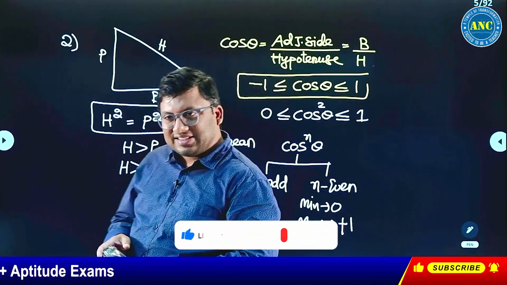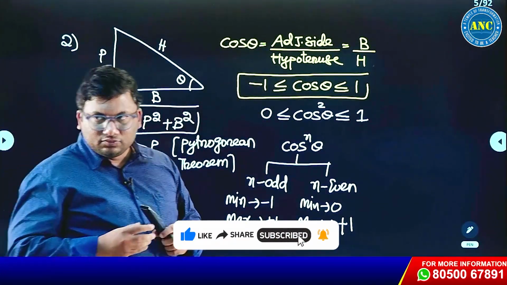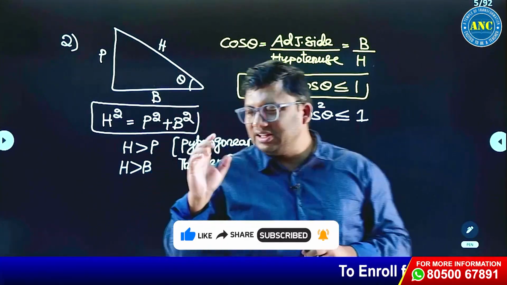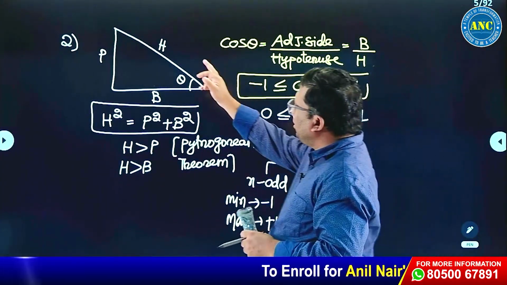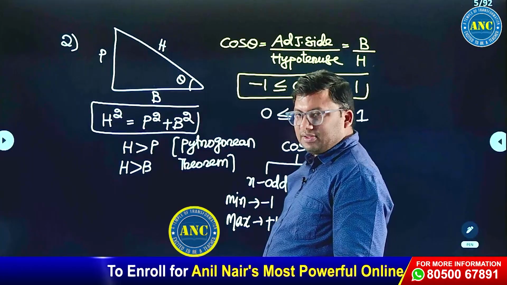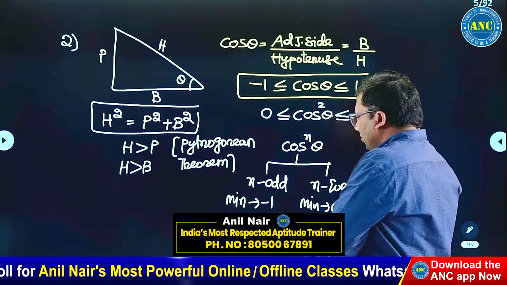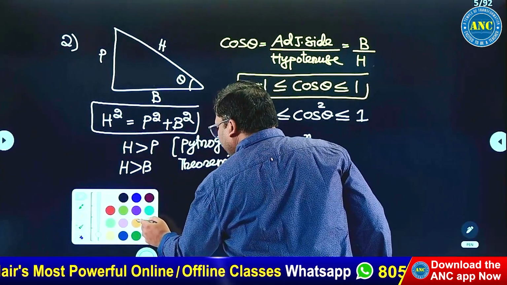Once you understand sin theta, the same thing holds good for cos theta. Only thing you have to know is that hypotenuse is greater than this, hypotenuse is greater than this. H is greater than P, H is greater than B. Now, let us solve some problems.